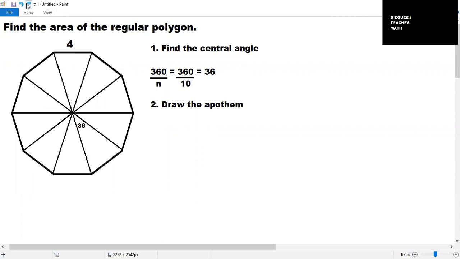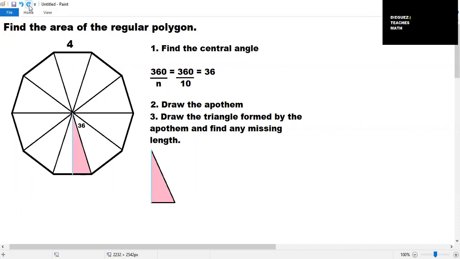Next thing we want to do is draw the apothem. The apothem is this blue line I drew here from the center of the polygon to its flat side, okay? Next I want to draw the triangle formed by the apothem and find any missing lengths. So right now, what I know is that this is 18 and this part is 2.